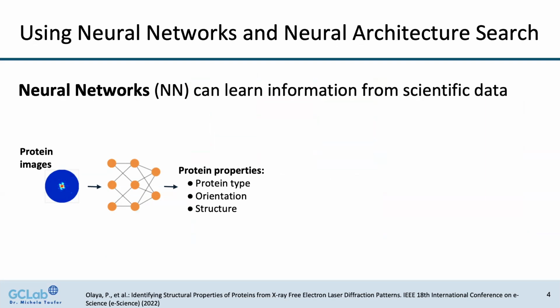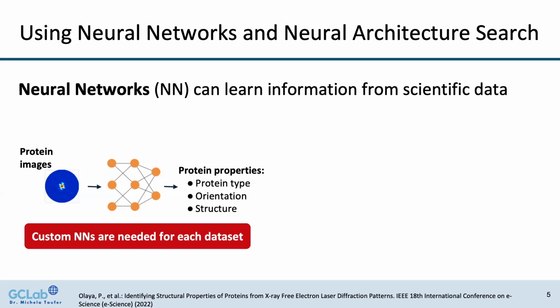One powerful tool that we can turn to is neural networks. They are great at automatically learning patterns and also extracting useful information. So, for example, let's say we have images that show protein interactions. Then we can train a neural network to figure out things like what type of protein it is, how this protein is oriented or what is its shape, and even what its structure might look like.